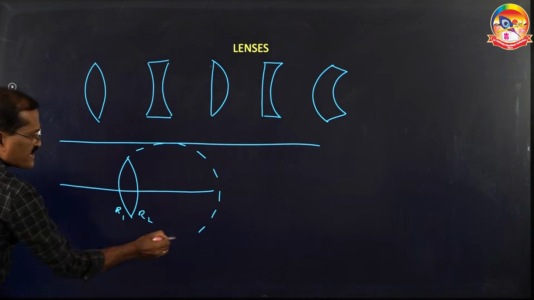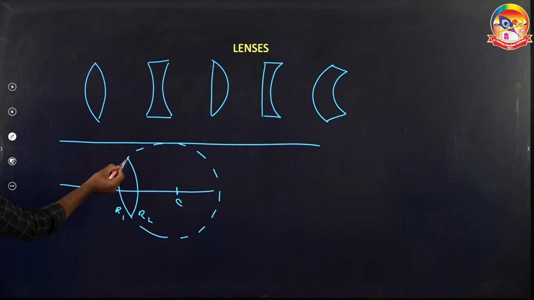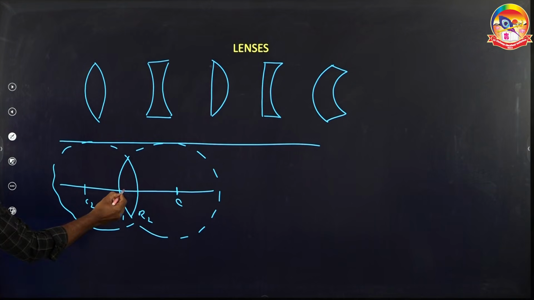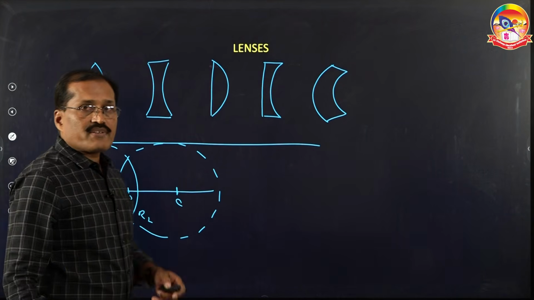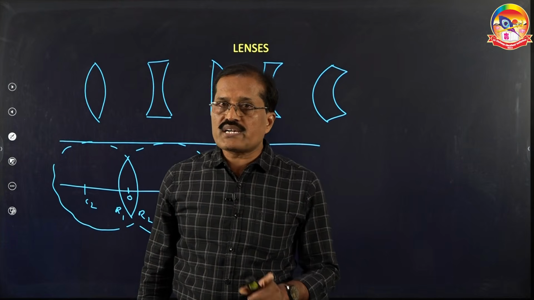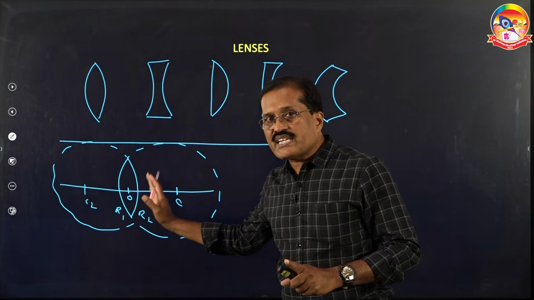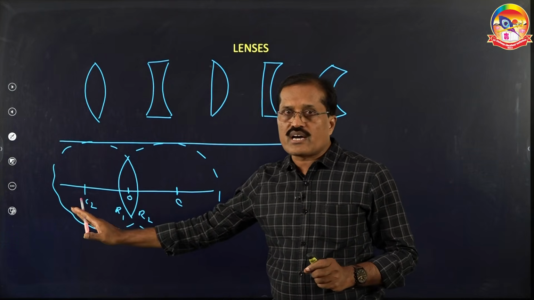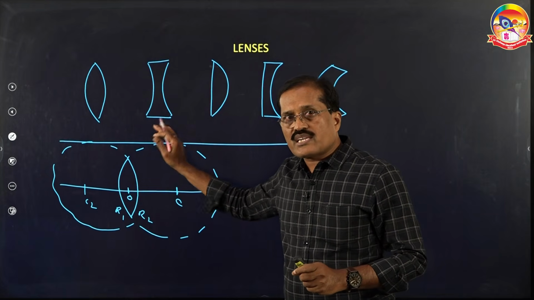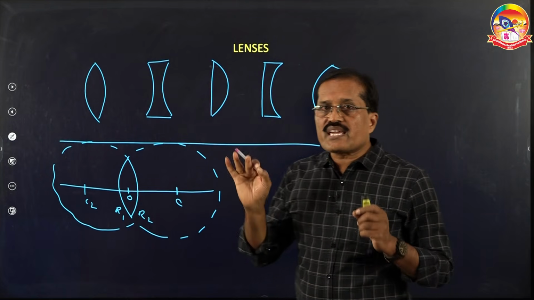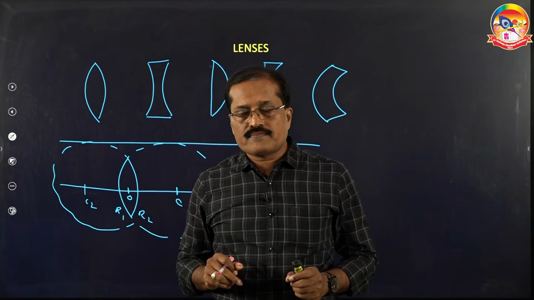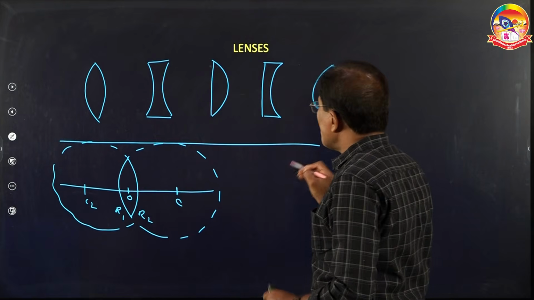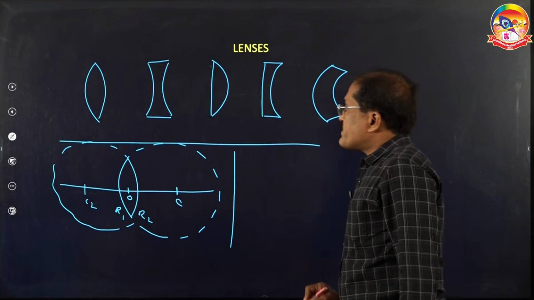Imagine this is the center of curvature of the first surface, and the center of curvature of the second surface, and this is the center of the lens, called the optic center. Though it has two different curvatures, and the radii can be equal or unequal, for a given lens, whether R1 equals R2, R1 is not equal to R2, plano-convex, plano-concave or convexo-concave, only one focal point will be there. The focal length will be only one.